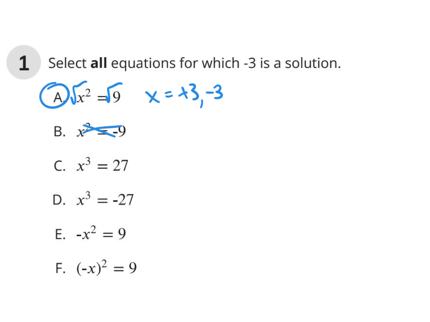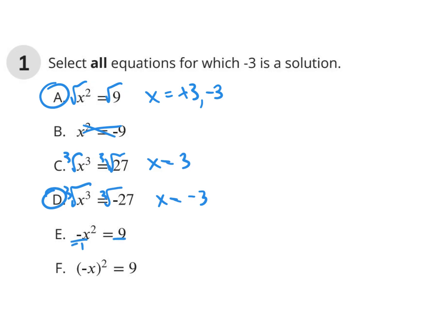You can't take the even root of a negative number. The cube root of 27 is only positive 3, so that doesn't work. The cube root of negative 27 gives negative 3, so D works.